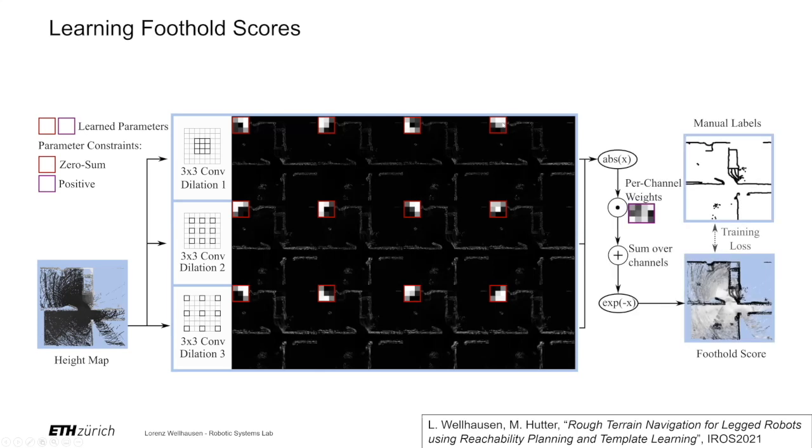Then we take the absolute of these kernel activations to make this symmetrical. And we have a weighted sum here that we also learn the weights for, and those weights are enforced to be positive. And then finally, we have an output activation, which is the negative exponential, because we want to have a high score when we actually know we can step well, and a low score when we cannot.